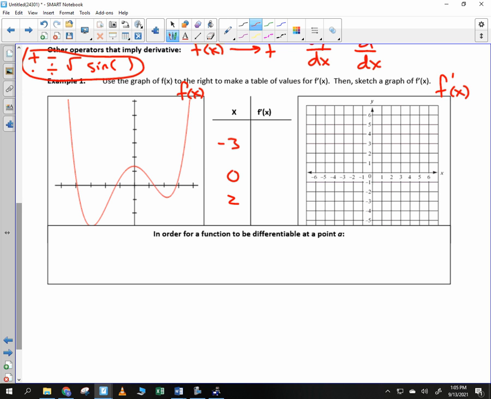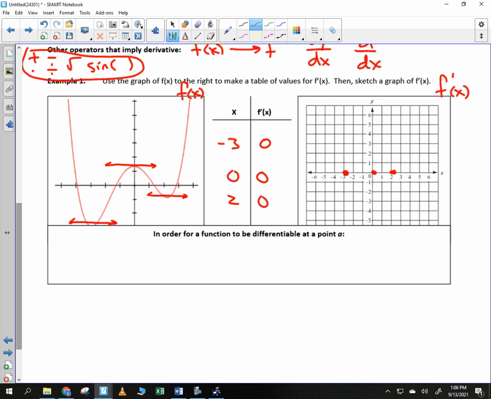Can somebody tell me what is the derivative of f at x equals 0? I'm sorry, at x equals negative 3, x equals 0, and x equals 2. 0. Everybody agree that the slope at those spots are all 0? So the value of the derivative at those spots are 0. So what that means is that the derivative graph is going to cross the x-axis at negative 3, at 0, and at 2. Everybody okay with that so far?